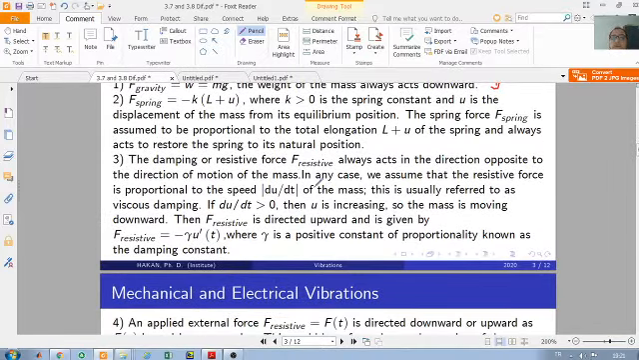In any case, we assume that the resistive force is proportional to the speed, which is the derivative of the displacement of the mass. This is usually referred to as viscous damping. If the derivative is bigger than 0, then u is increasing, so the mass is moving downward. So the resistive force is directed upward and is given by minus gamma times the first derivative of u, where gamma is a positive constant of proportionality known as the damping constant.